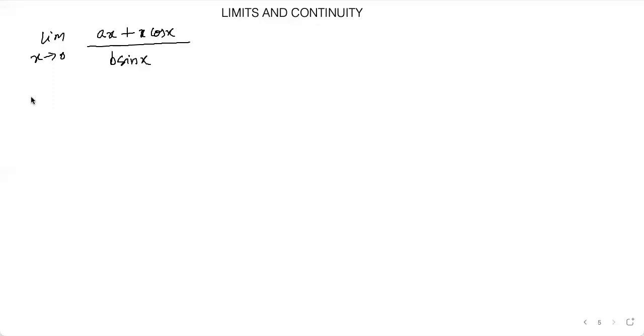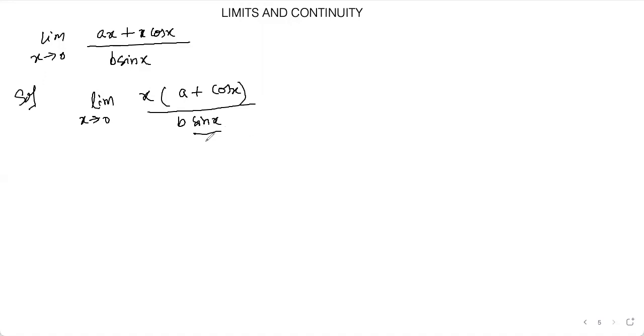Okay, we'll solve this now. Limit x tends to 0. I'll take x as common. So this will be a plus cos x, divided by this I'll put b sin x. Now what I'll do is multiply and divide by x here.